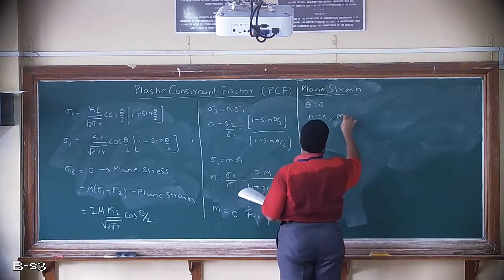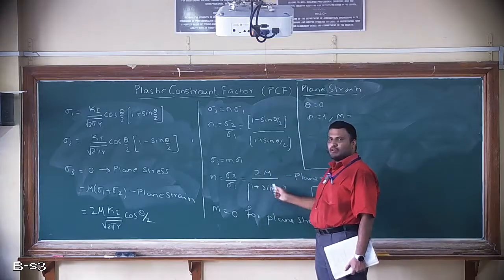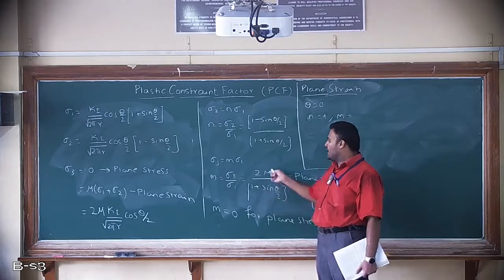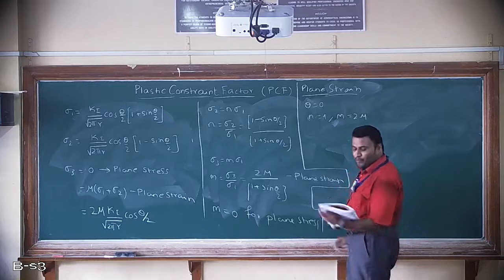And what will be the m value now? For plane strain we have this. So this term becomes 1 because sin 0 is 0. So 1 plus 0 is 1. So in the denominator you have 1, and in the numerator it remains 2 mu. So you can write m as 2 mu.